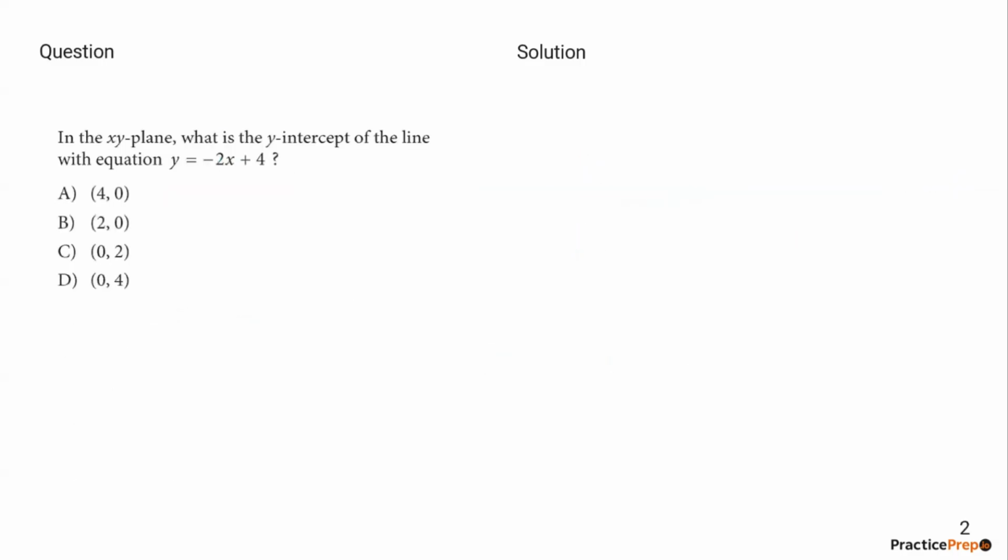Now let's move on to the next question. In the xy plane, what is the y-intercept of the line with equation y is equal to -2x plus 4? Well, I guess this is easy. The y-intercept is always going to be this member right here, the constant in the linear equation where y is equal to mx plus b and y is alone.